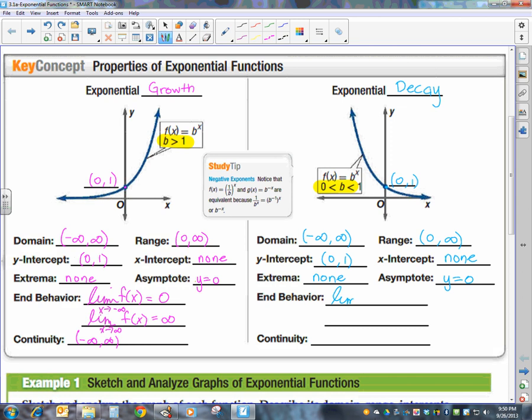And our end behavior, hopefully you can see that that changes. As x approaches negative infinity of f of x, okay, that's my left arrow, it's going up to infinity. And the right arrow, which is the limit as x approaches positive infinity of f of x, equals 0. And it is continuous everywhere. So we give the interval negative infinity to infinity.